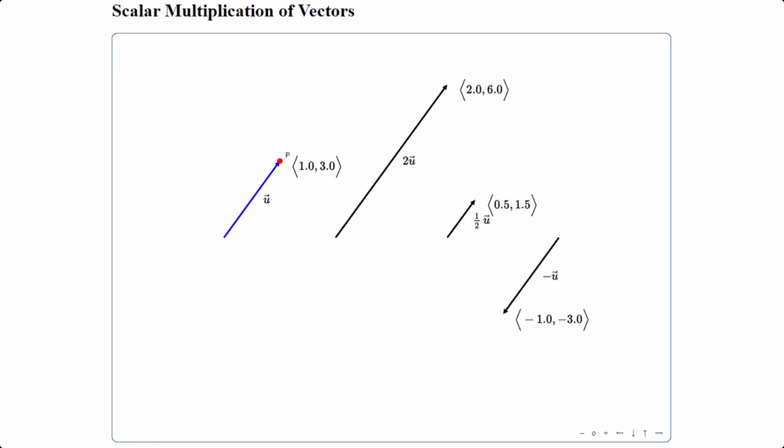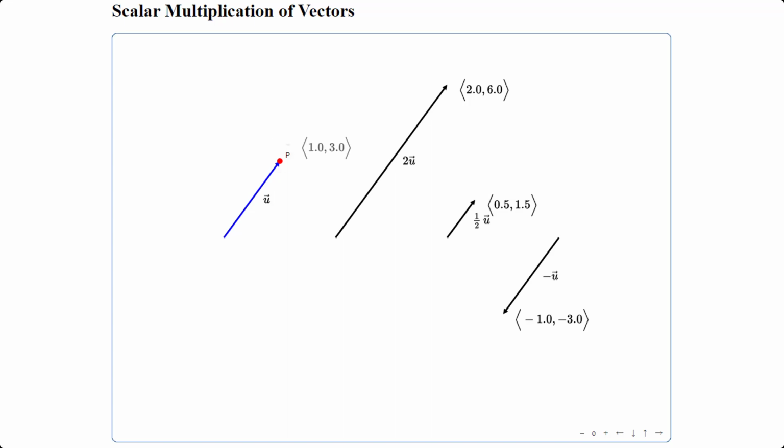For scalar multiplication, I have an initial vector that has the coordinate pair 1, 3. That's the endpoint. That's vector u, defined by the point P. And just assume that it's in standard position here. The next vector is 2 times u, and if you'll notice, it's in the same direction, and it has the endpoint 2, 6. So I've effectively just multiplied 1 and 3 by 2. 1/2 of u is in the same direction, it's just half the length, and its coordinates are 0.5 and 1.5. And negative u is the same length but in the opposite direction.